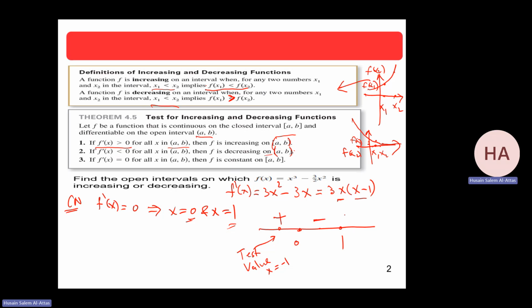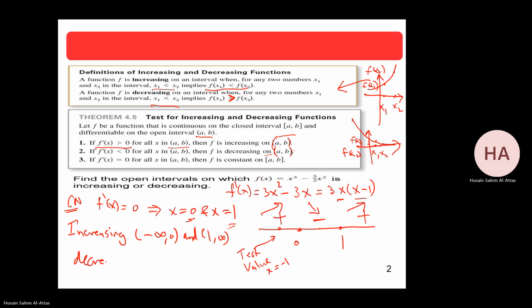Now take a value more than 1, 2. 3 times 2, 2 minus 1, that will be positive. I need just to be sure about the sign. So since it's positive, we agreed if f prime is positive, means the function is increasing. Negative, decreasing, and that will be increasing. So you can say increasing from minus infinity to 0, and from 1 to infinity, and decreasing from 0 to 1. This is the basic idea.